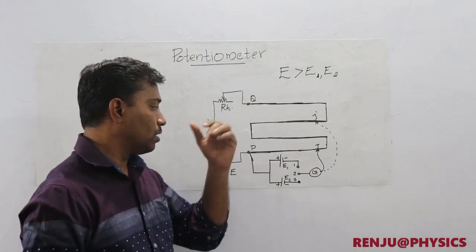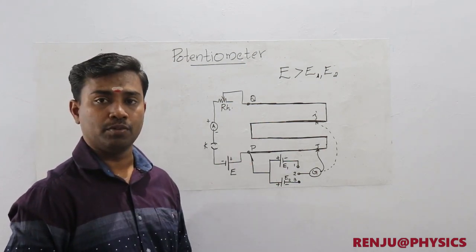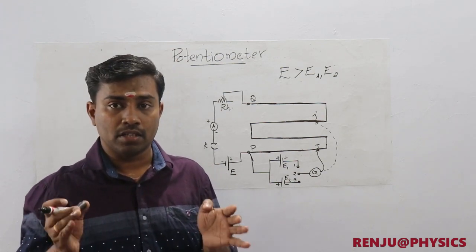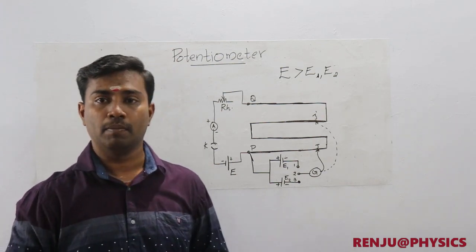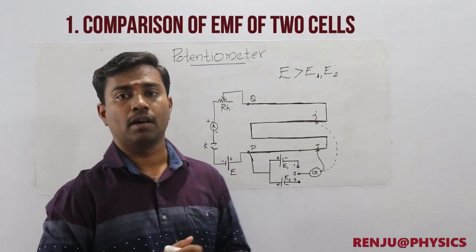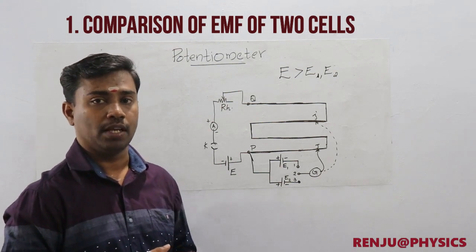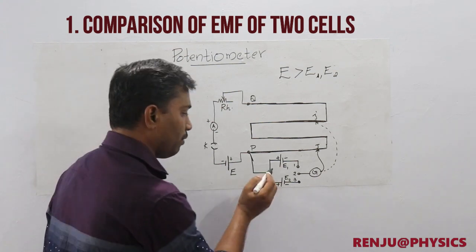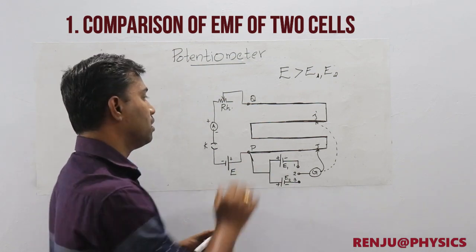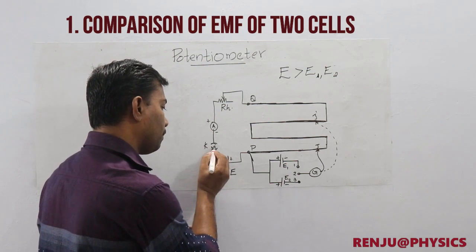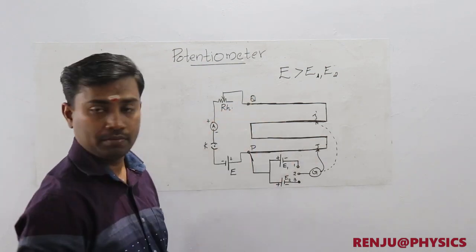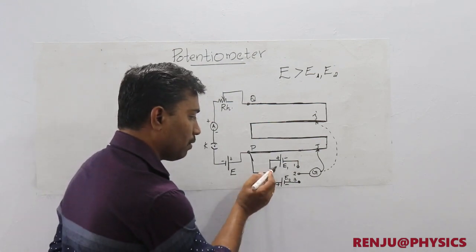Now we can discuss how we compare the EMF of two cells. We know the principle of potentiometer: the potential drop across any portion of a wire is directly proportional to the length of the wire. By using this principle, we are comparing the EMF of two cells. First we have to find the balancing length for E1. Before that, we put the key here and adjust the rheostat so that a constant current is passed through it.